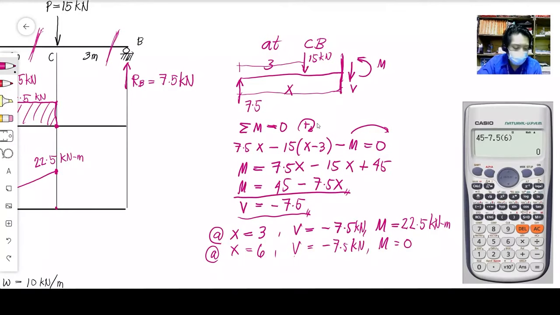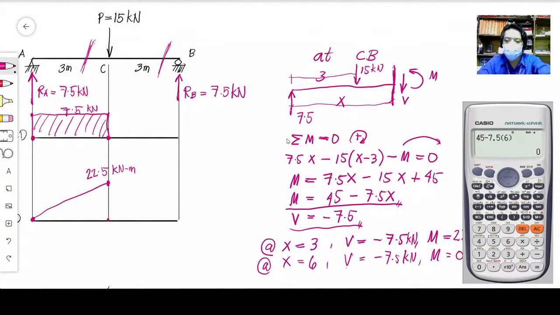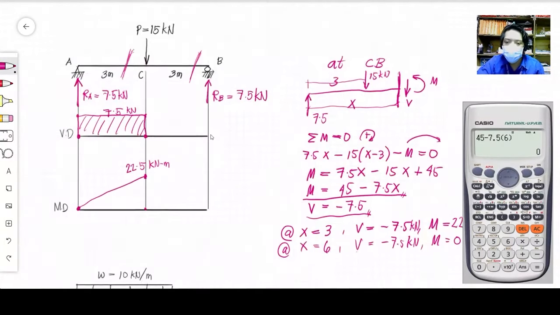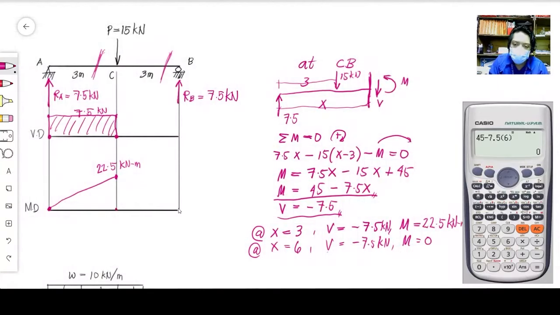Okay, so to construct, wait, let me zoom. Okay, so then the result is, for shear, -7.5, so somewhere here. This is -7.5 kilonewton. And for the moment, when x is 3, the moment is 22.5. When x is 6, the moment is 0. So it goes somewhere here. And this is your moment diagram.